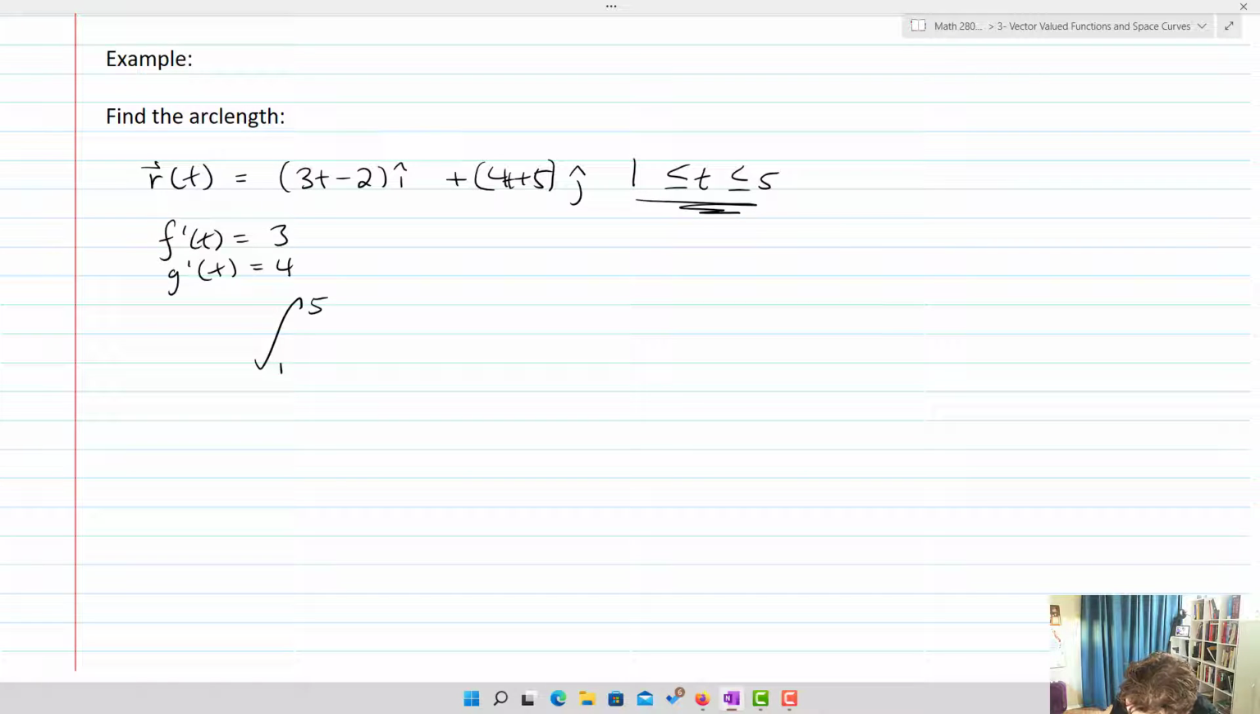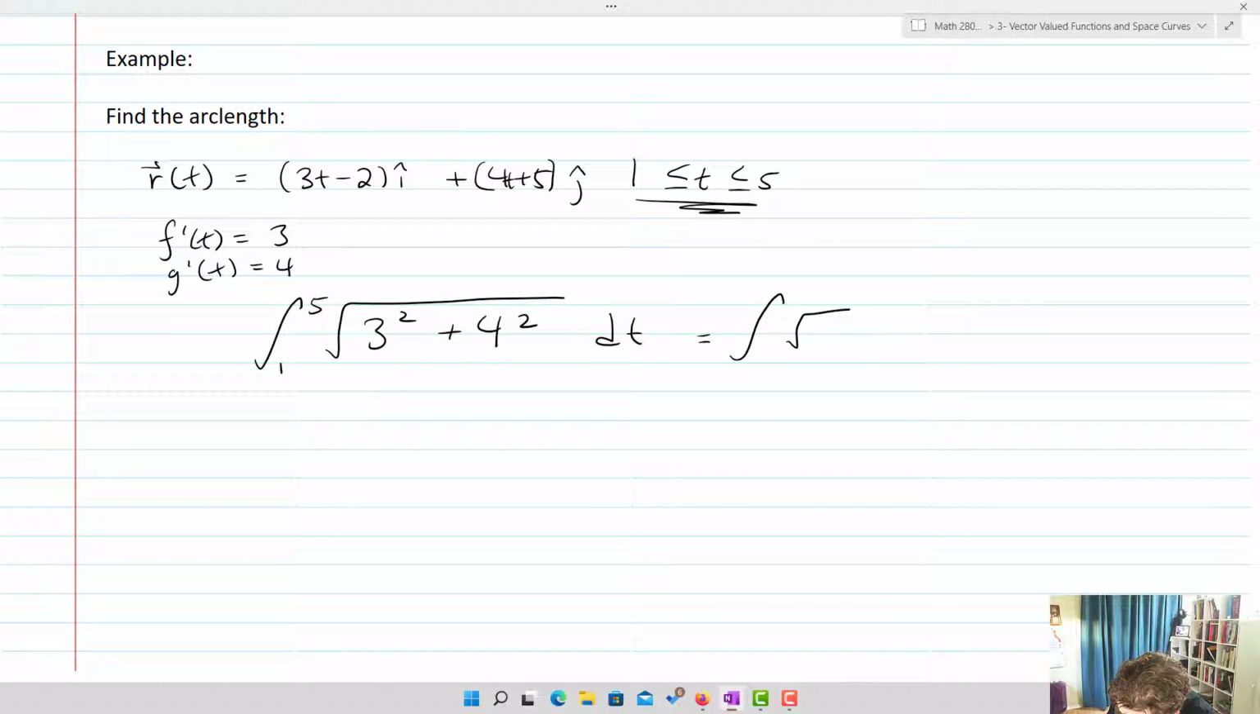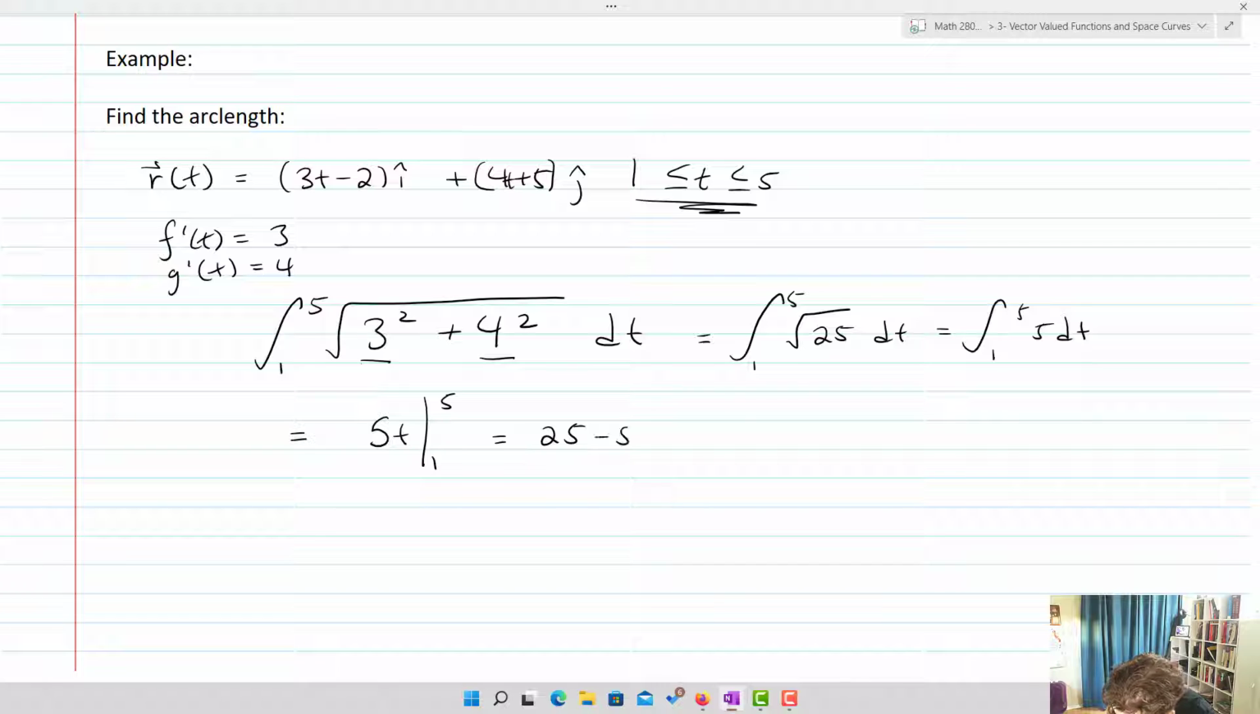The bounds have to do with t, and this will be the square root of 3 squared plus 4 squared dt, which is equal to the integral from 1 to 5 of the square root of 9 plus 16, so the square root of 25 dt, which equals the integral from 1 to 5 of 5 dt. So that's then going to be 5t evaluated from 1 to 5, and so that'll end up being 25 minus 5, which equals 20. And so that then gives me my arc length. Okay? There it is. We'll take a look at a second example in just a second.